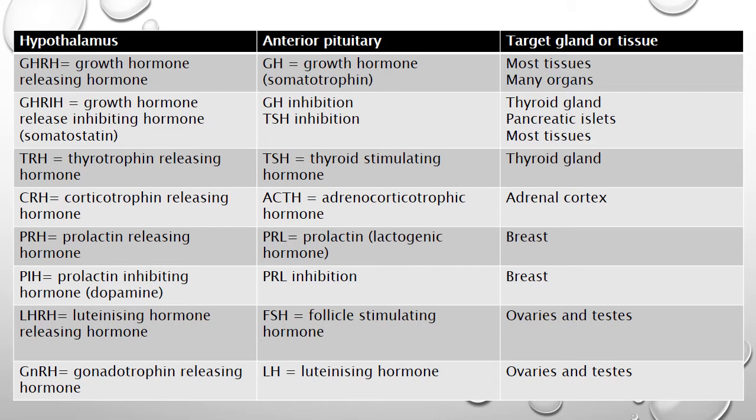Then the follicle stimulating hormone, the follicle stimulating hormone releasing hormone, that is the luteinizing hormone releasing hormone, and they will go into the ovaries or testes. Then the luteinizing hormone, they will be released by the gonadotropin releasing hormone, and they will go directly into the ovaries and the testes. So these are the hormones of the anterior pituitary.